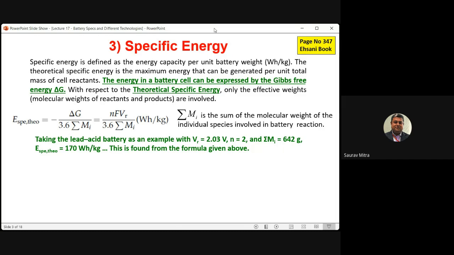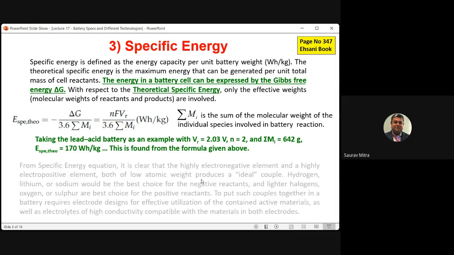The energy in a battery cell can be expressed in Gibbs free energy. So all those things were expressed. This is the equation of theoretical specific energy: nFV divided by 3.6 times the summation of Mi, where Mi is the molecular weight of the individual reactants. So all these slides are old slides.